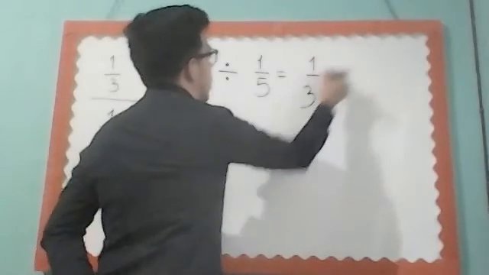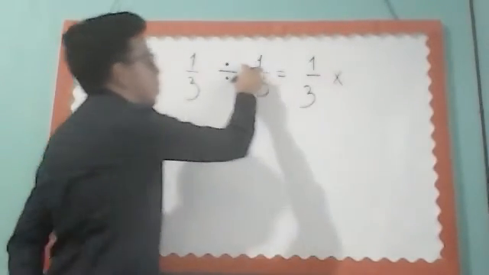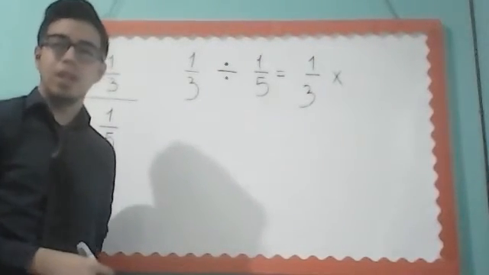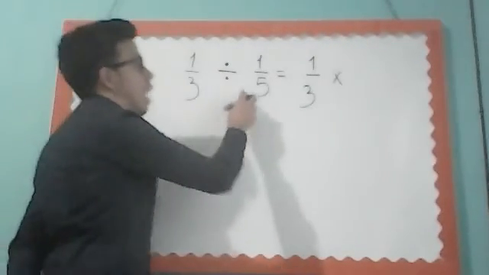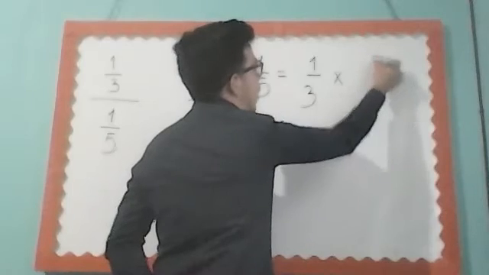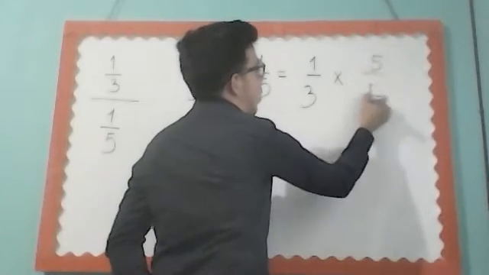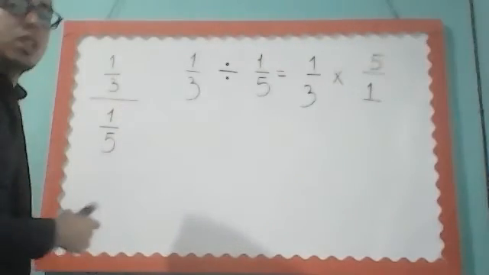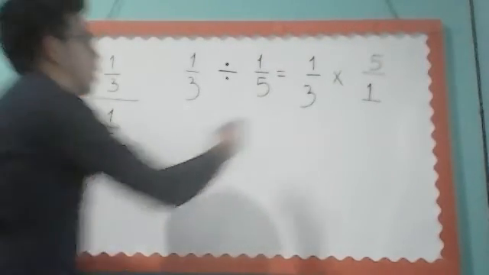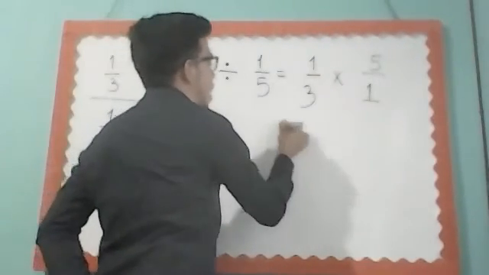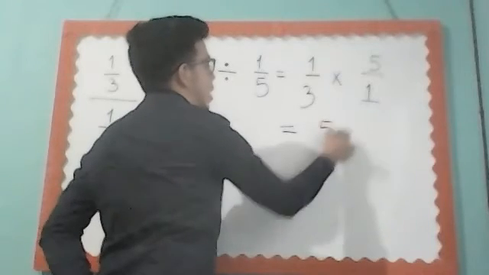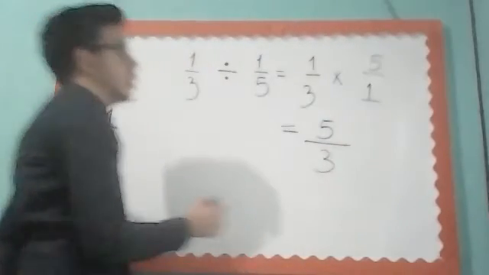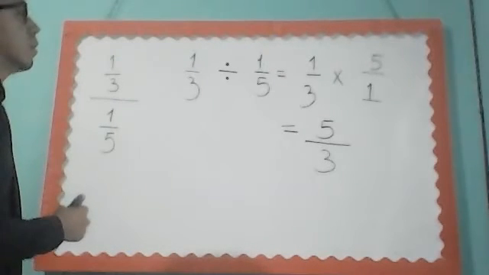1/3 times, but remember, if I change into a multiplication, I need to invert the second fraction. So now 5 is my numerator, 5/1. And you only solve the result by multiplying. You have 1 times 5, it's 5, and 3 times 1, 3. Okay?